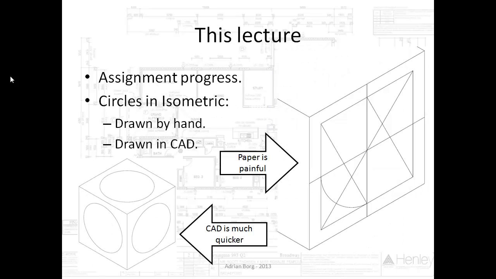So this lecture, as I mentioned last week, is going to be on how to draw circles in isometric. There's a couple of different ways, I suppose. Well, the main ways are just paper and AutoCAD. And as you'll quickly see, paper is not the sort of thing you want to do. AutoCAD, you have to take a few steps, but it's pretty straightforward and you get a very neat circle.